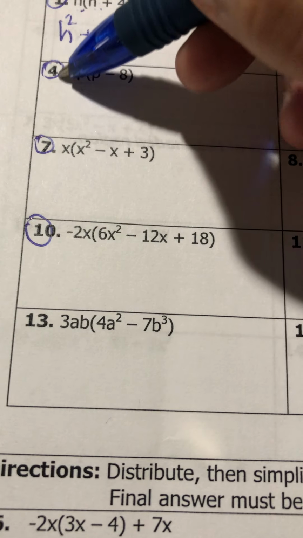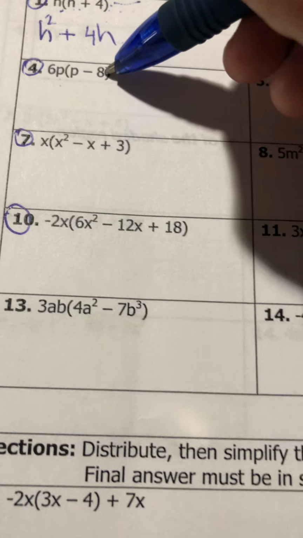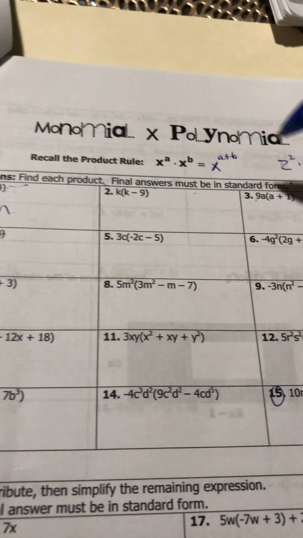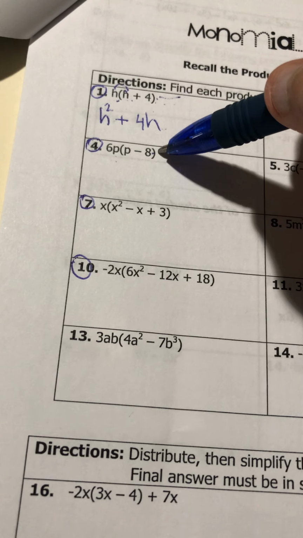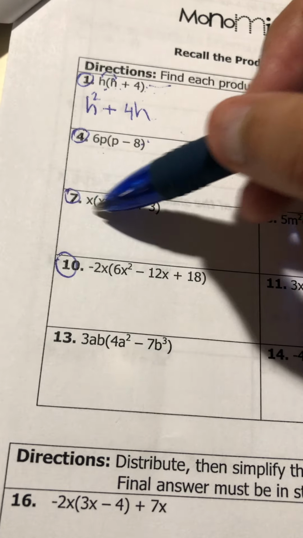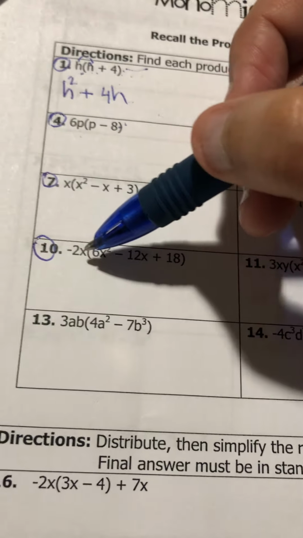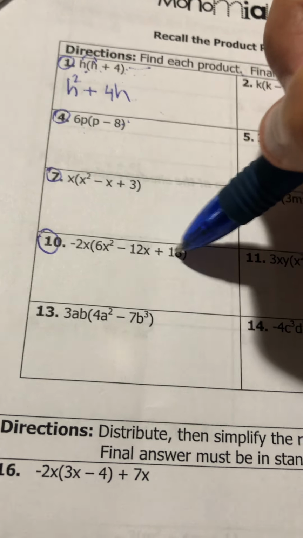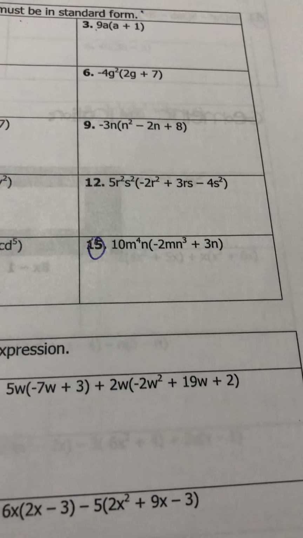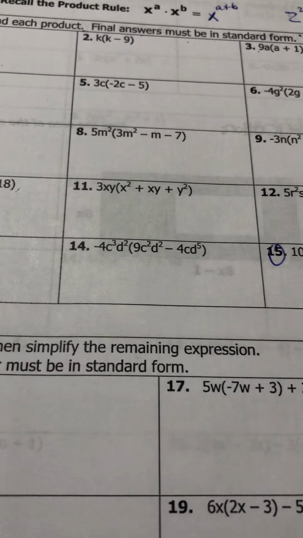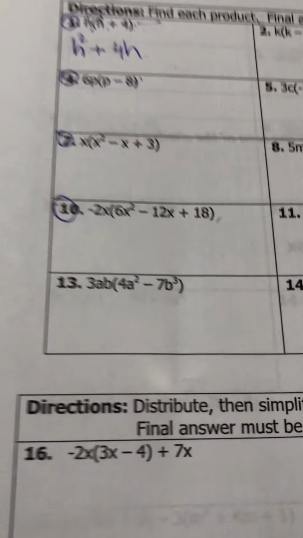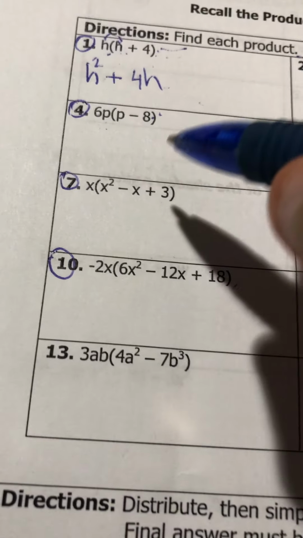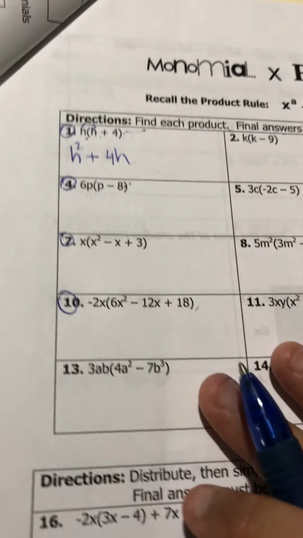6p, a monomial, one term multiplying by a binomial. They just wrote a polynomial because we can see it's multiplied by a binomial. Here is a monomial times a trinomial. And you would see some questions with 4 terms, then you could have a polynomial. So it's just a general form of saying monomial times a polynomial.